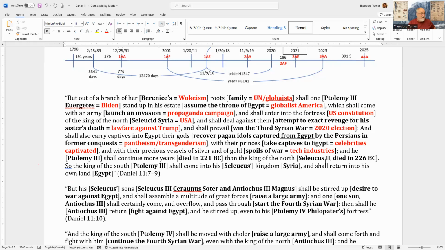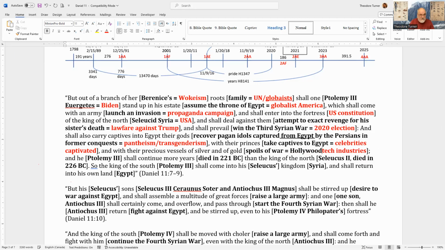So what we see is that these industries have been taken over with wokeism, and it's not just the tech industries, but it would also be Bud Light, Hollywood. So the spoils of war, what you can say, we could put in here Hollywood.